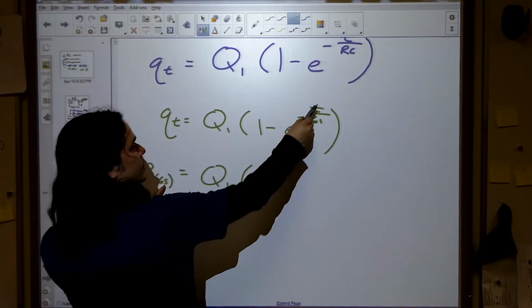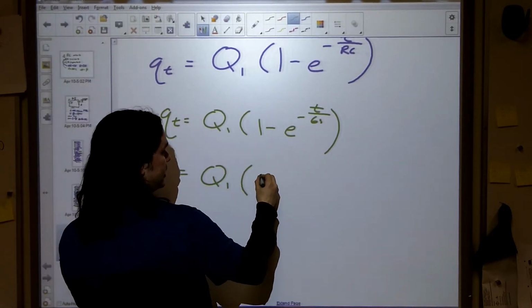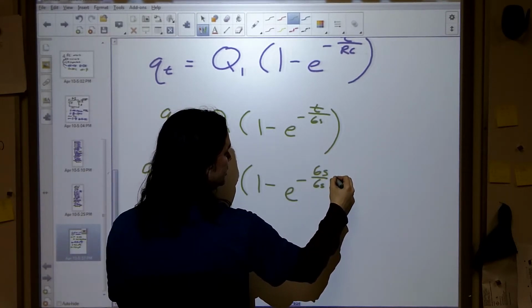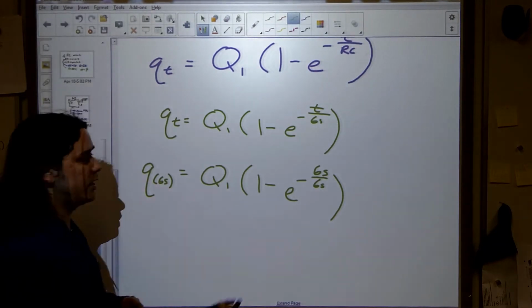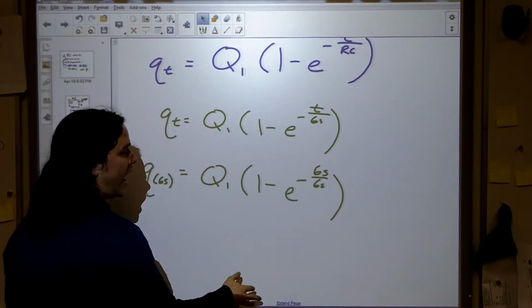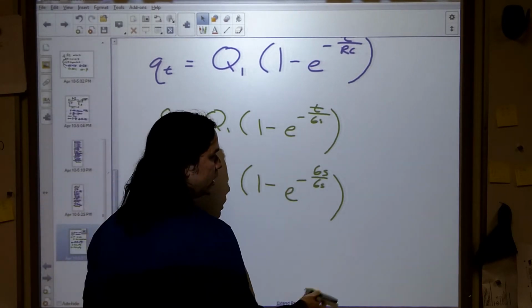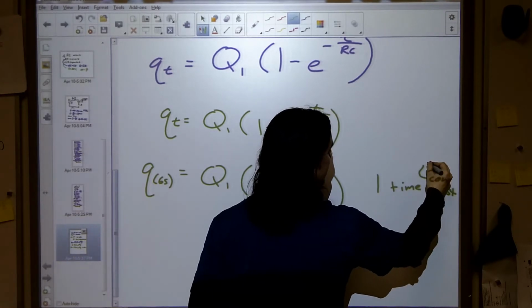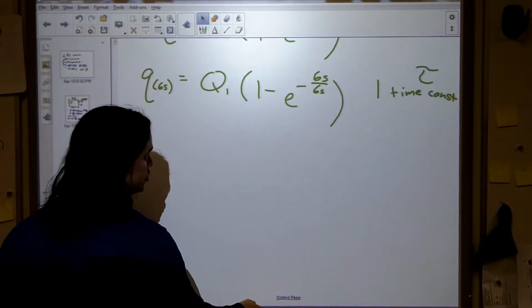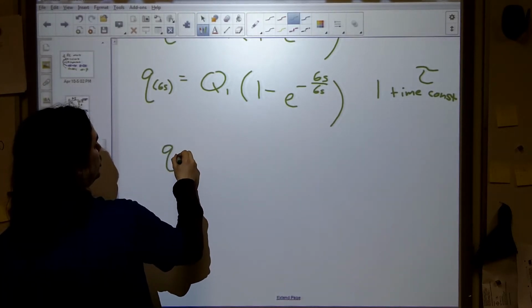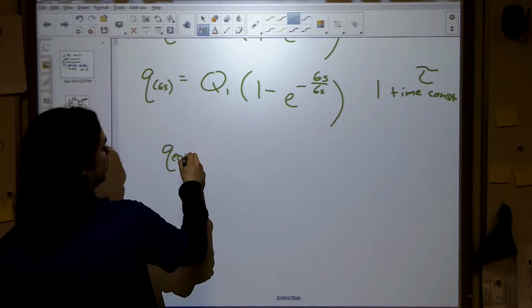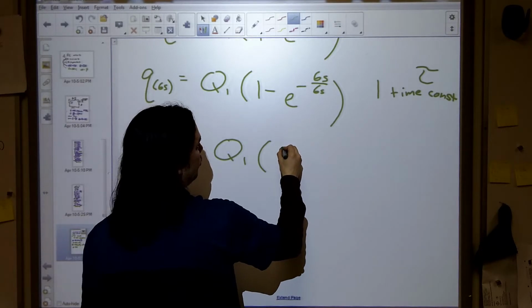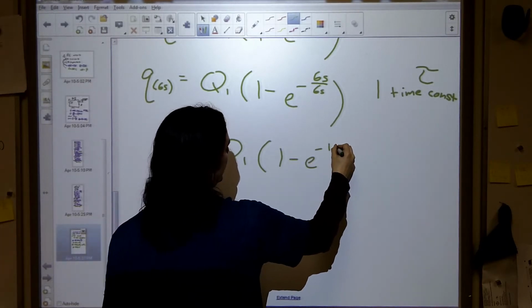So if I take, at time equals my time constant, 6 seconds, 1 minus e raised to the negative 6 seconds over 6 seconds. Doesn't matter what R and C are, because I would have RC over RC. If tau equals t, then after 1 time constant, 1 tau, if you will, I think is the regular mathematical version, we end up with this: my Q of 1 tau, of one time constant, is going to be equal to the total charge times the quantity of 1 minus e raised to the negative 1.